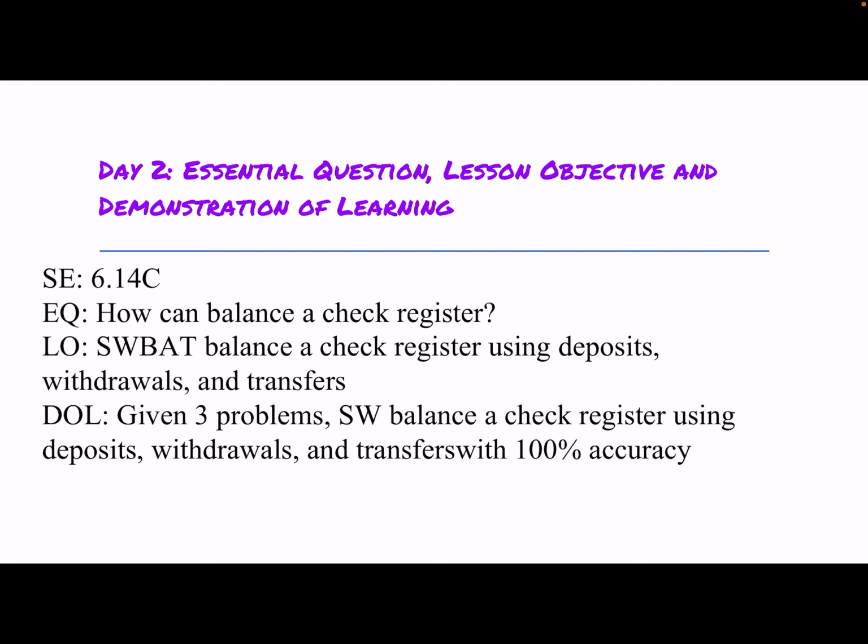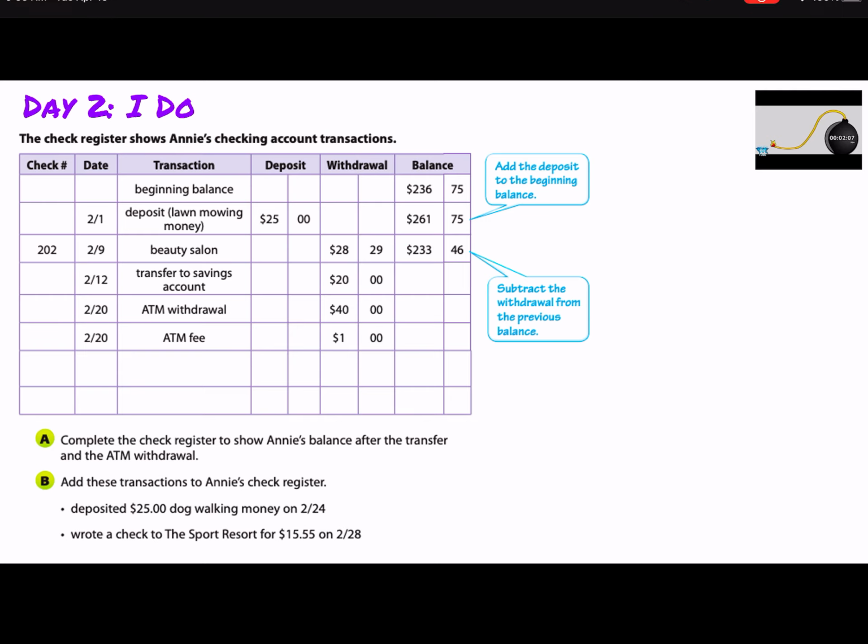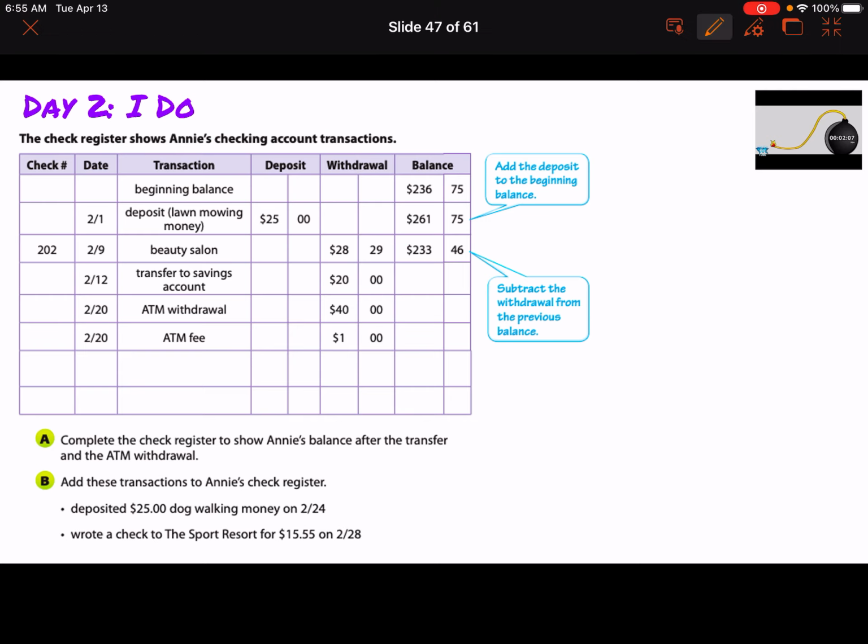So today's learning objective is from 6.14c, which is student will be able to balance a check register using deposits, withdrawals, and transfers. So I'm going to do, I believe, 2 examples here. The first example shows the check register, which shows Annie's checking account transactions. It may look overwhelming, but we're going to take it one row at a time.